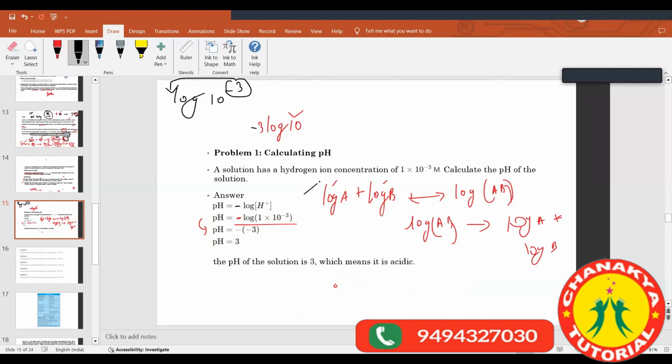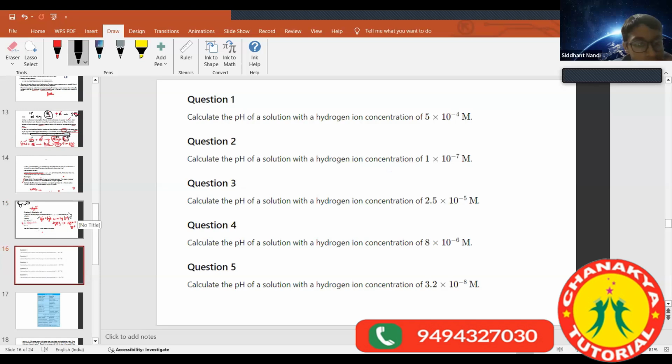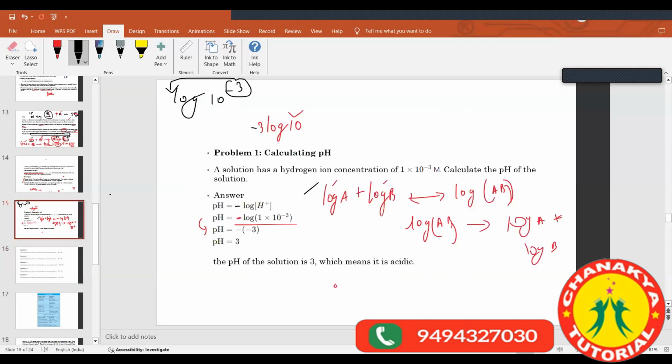You don't need to note down the formula. It's easy only. I have given 5 more problems, you can try them at home also. Okay? See here, it's easy only.